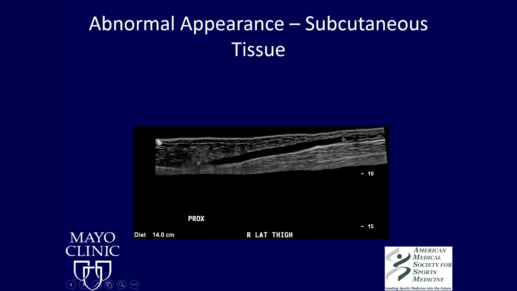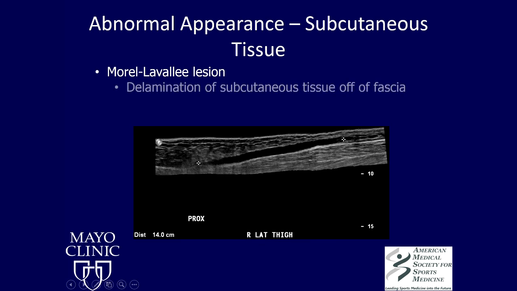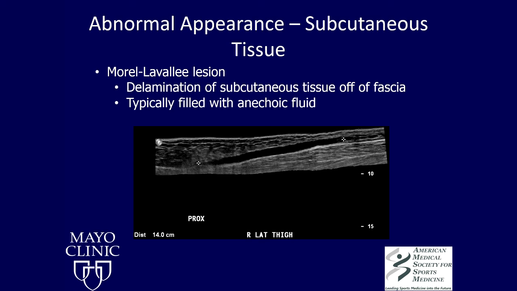Another abnormality in the subcutaneous area is a Morel-Lavallée lesion. This occurs typically because of a large shearing force to the subcutaneous tissues, such as a motorcycle racer crashing and landing on their hip, and it creates this huge shear force across their subcutaneous tissue, and it delaminates the subcutaneous tissue off the underlying fascia that's covering the muscle. Often this is filled with anechoic tissue, but it can be tissue or fluid that's mixed echogenicity, such as hemorrhage.